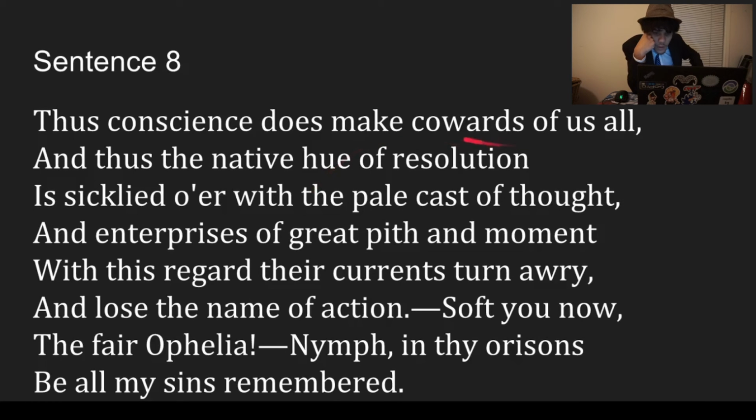Soft you now, the fair Ophelia. Nymph, in thy orisons be all my sins remembered. O'er is just over. This is a dissection of Hamlet's To Be or Not to Be speech by William Shakespeare.